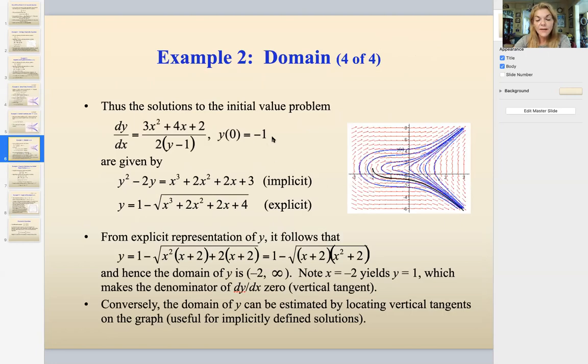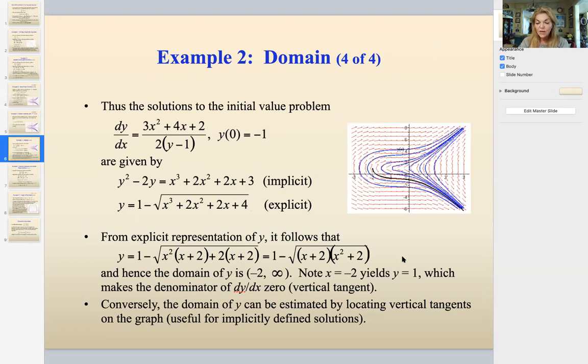All righty. So again, here's the differential equation we just solved, the first order ODE. Here was the second initial condition we used. You can write it either as an implicit solution or an explicit solution. And notice that when you write it out this way, you could play around with the algebra a little bit and express it in the form 1 minus the square root of (x plus 2) times (x squared plus 2).